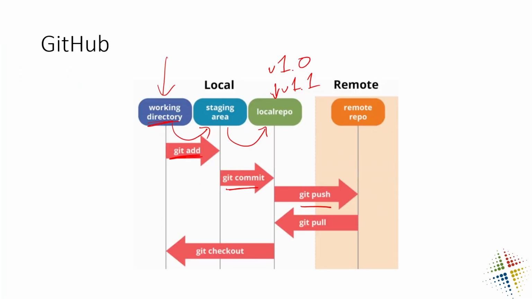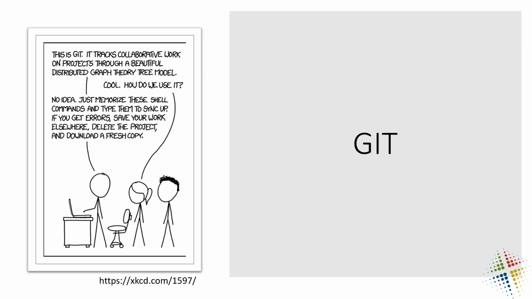So that's the basics of how GitHub works. Now, I'll take you back to the original quote there. Just pretty much memorize a couple of commands, keep using them, and as long as everything is up online and your local machine breaks for some reason, you can delete it and then re-download it all to get you back to a fresh copy.